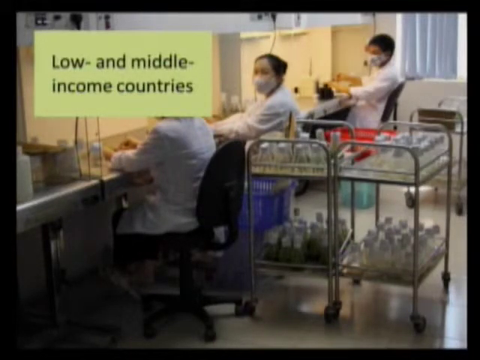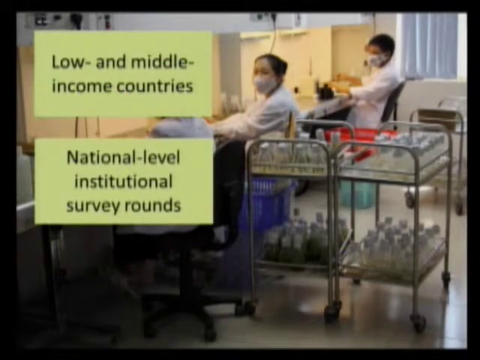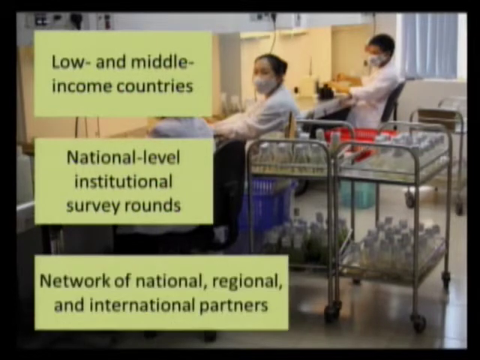We collect this data through institutional survey rounds. That means that we survey government research agencies, nonprofits, higher education faculties, and private sector companies. The number of agencies can range from 2 in Swaziland to 200 in Pakistan. However, we don't do all of this on our own, of course. ASTI works with a large network of national, regional, and international partners.